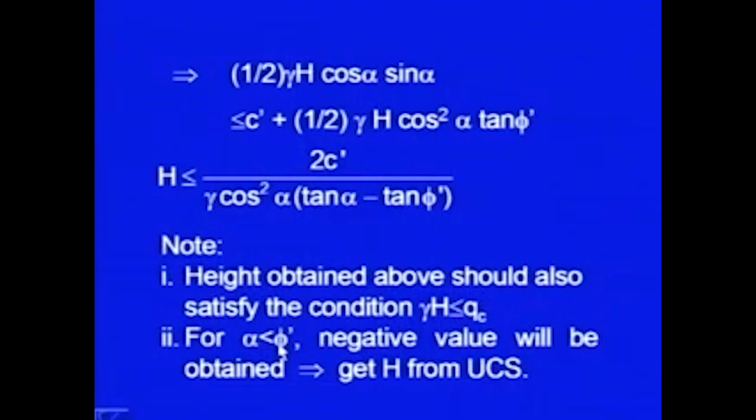So if you are getting alpha less than phi dash, then you can take this h value equal to the limiting value which we calculated using the first criterion, that is gamma h is less than or equal to q c. So in that case also you have to get the height from the UCS of the material.